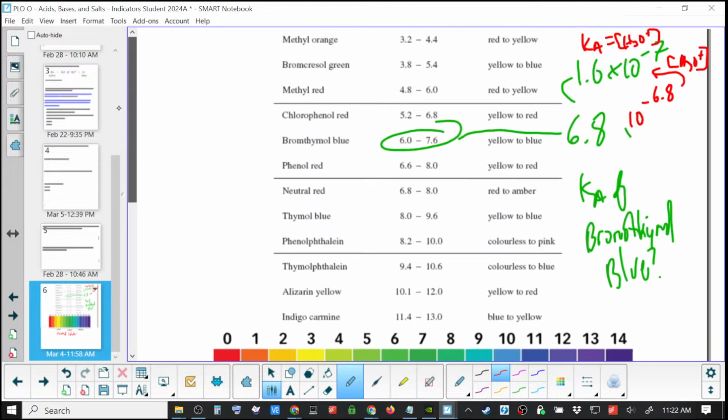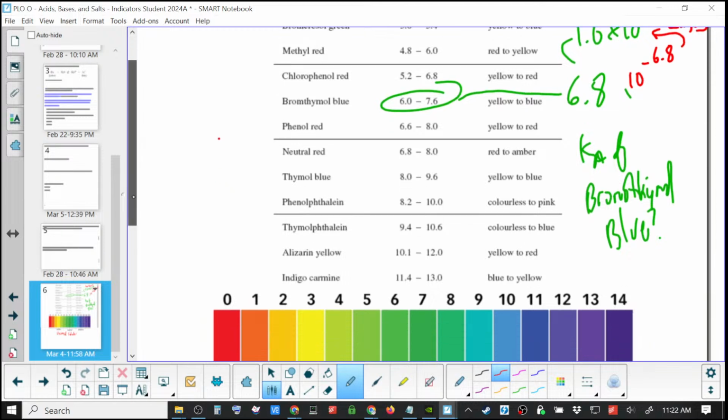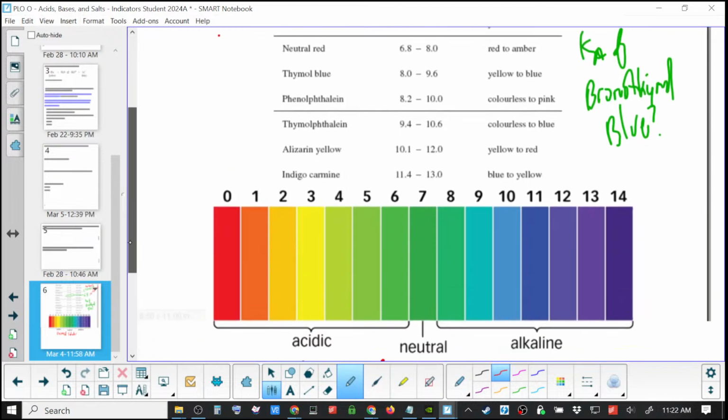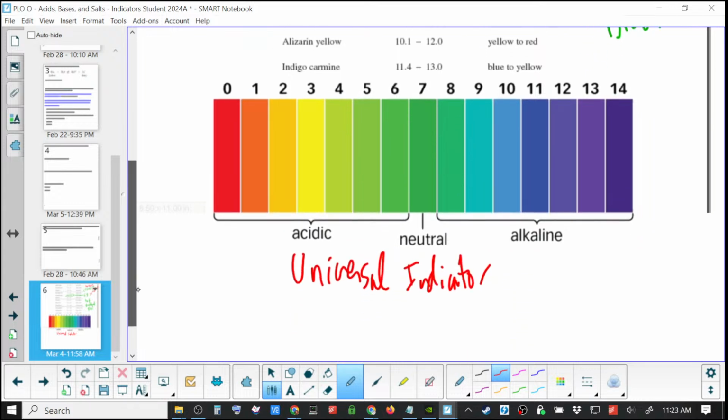You make that just by combining a bunch of these together. Now you'll notice around neutral it isn't exactly green. So they have a particular formula that you can put together to make a universal indicator, and that's how they actually generate that. They just have a lot of them in there that change color throughout it.